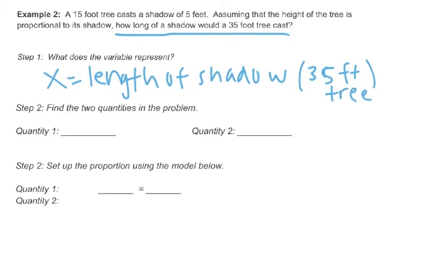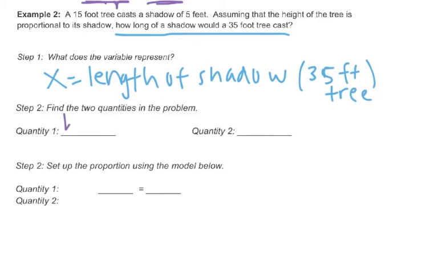Okay, step 2, it says, find the two quantities in the problem. Now, quantities kind of represents the two topics that it's talking about in the problem. So we can see the problem has this trend. It's saying the height of a tree, right? And then what else is it talking about? It's talking about the tree's shadow.